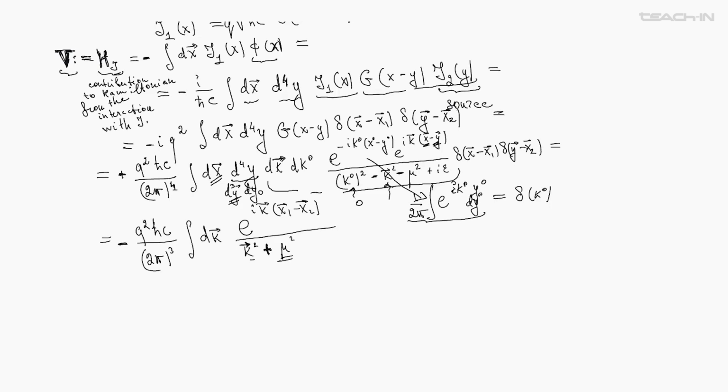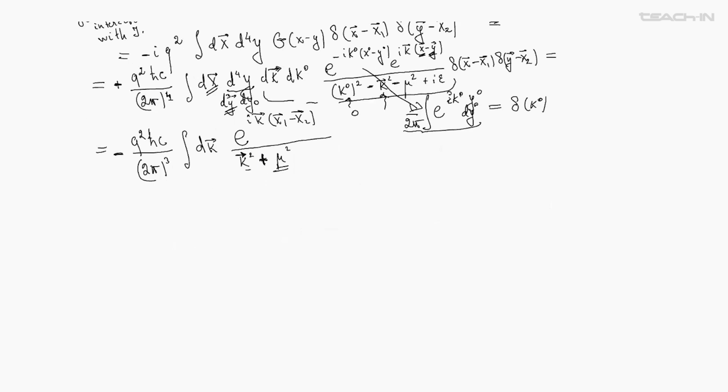Our V takes this nice form: minus q squared h bar c divided by 2 pi cubed, integral d3k, exponential of i k (x1 minus x2), divided by k squared plus mu squared. And this integral we can compute explicitly. This can be done very easily by passing to spherical coordinates.